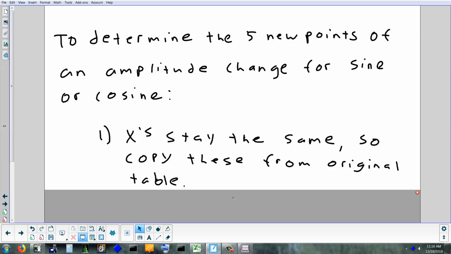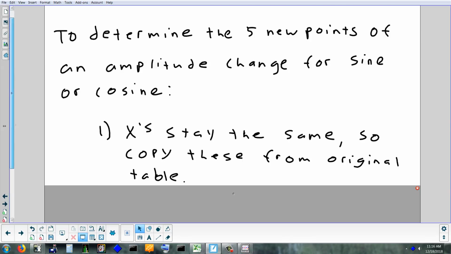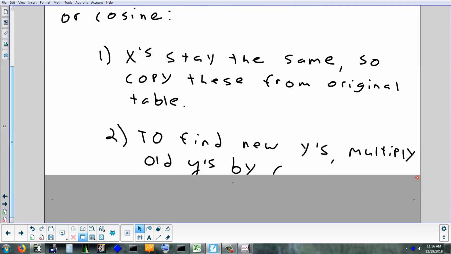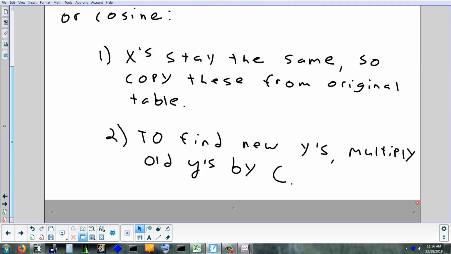Every amplitude change we do in this section, your x's are 0, pi over 2, pi, 3 pi over 2, 2 pi. They never change, as long as we're doing vertical stretches. When we do horizontal, that's different. So x's stay the same. The y's are going to change. Very simple arithmetic to find the new y values. Just take the old y values and multiply them by c.